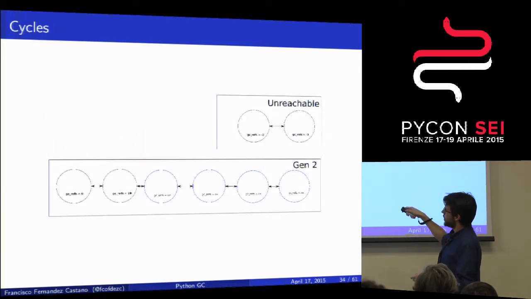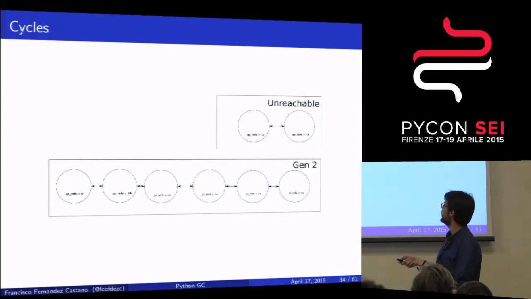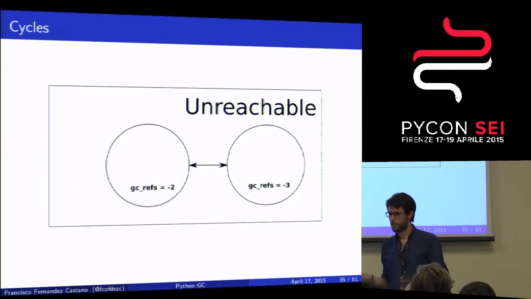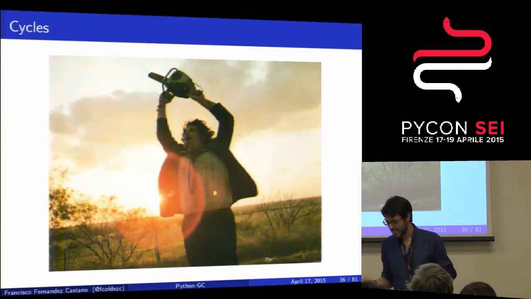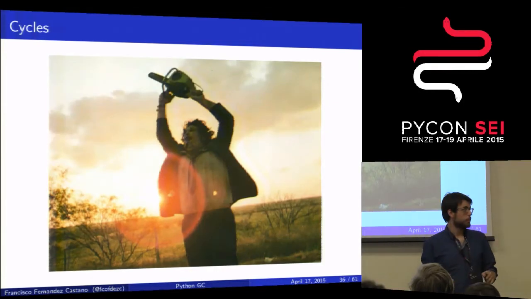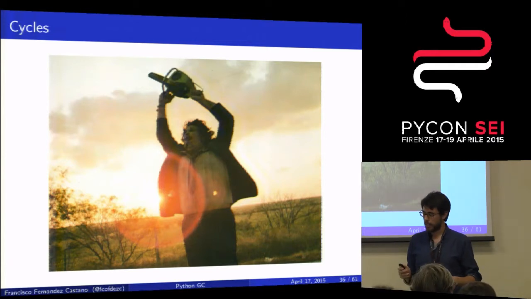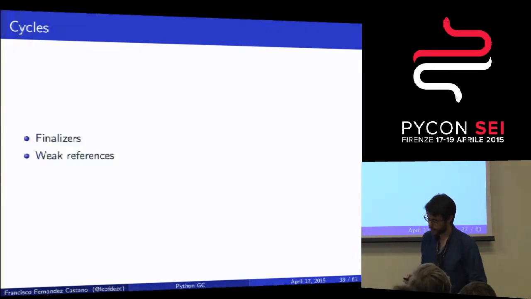So the reachable objects go to the next generation because they survive the garbage collection cycle. And we have some objects that are not reachable anymore, so can we kill them? No. There are some things that we have to take into account when we are dealing with cycles, and that are a bit tricky. So wait, we cannot kill these objects because we have two problems.